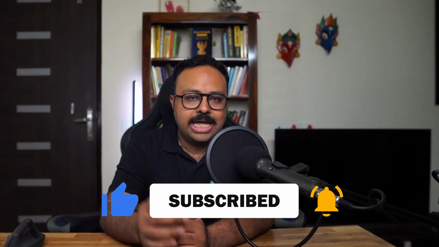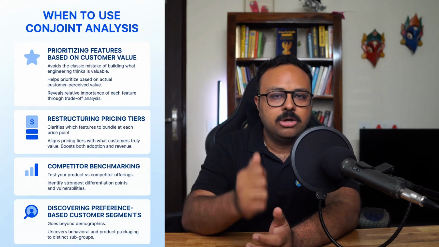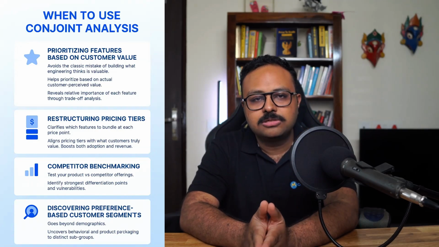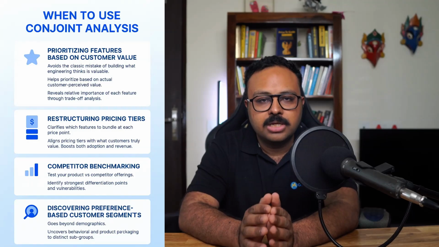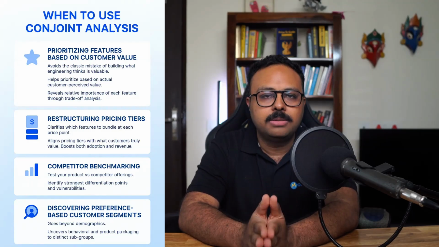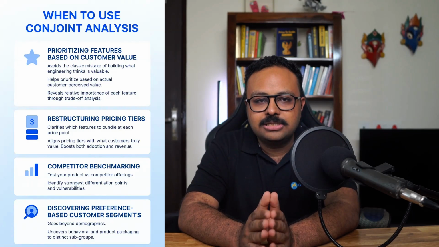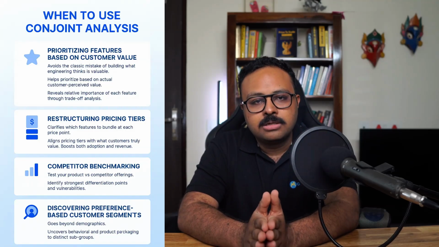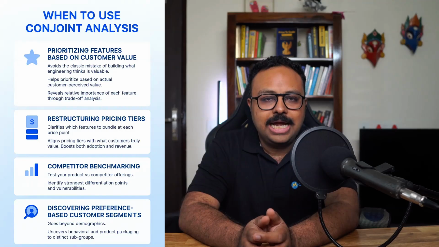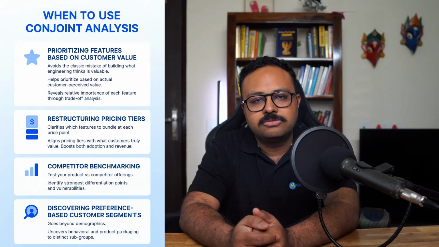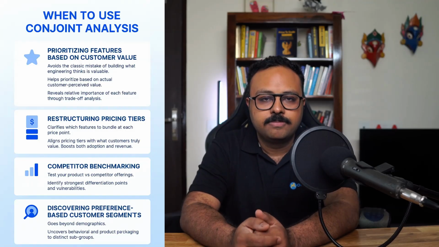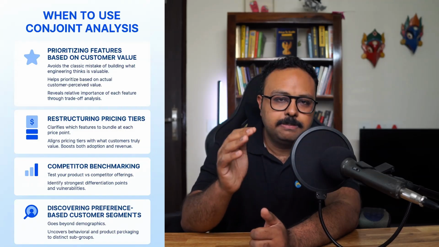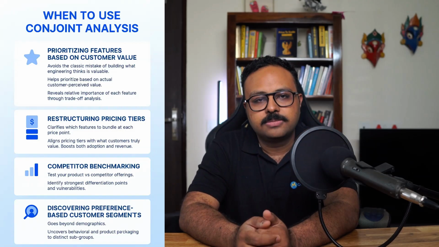You should use conjoint analysis when, say, you are launching a new product or major new feature set and need to understand which features to prioritize based on customer value. This prevents the all too common mistake of investing in features that engineering thinks are important, but customers don't actually value. You have multiple features and need clarity on how customers value them relative to each other. Conjoint is perfect for understanding these trade-offs in a way simple surveys usually cannot capture.